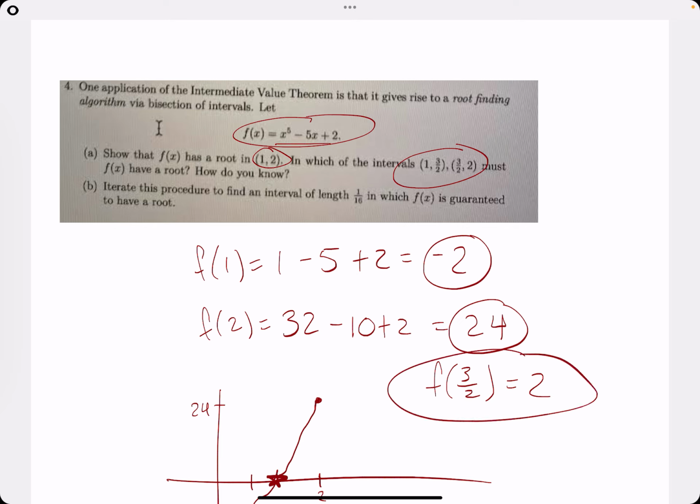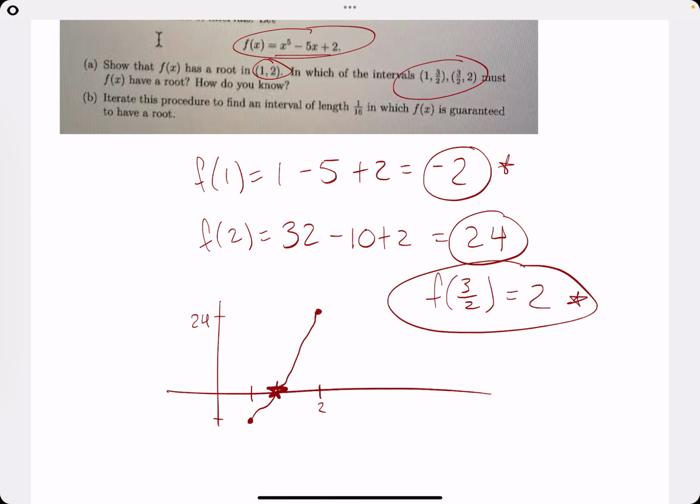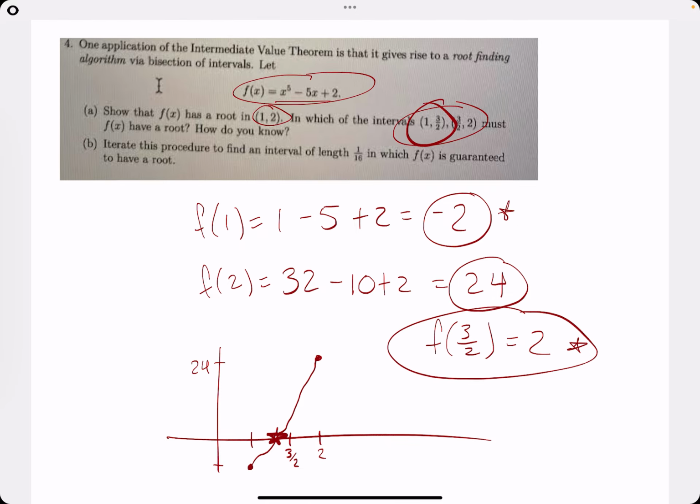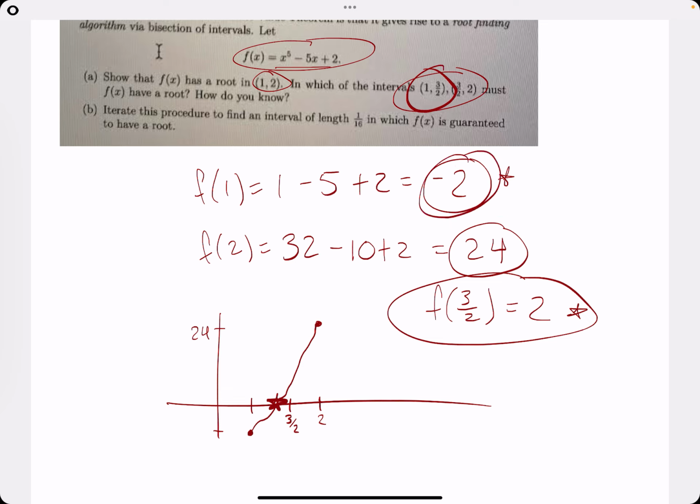So what does this mean? Well, if it was a negative 2 at 1, and at 1.5 or 3 halves it was a positive 2, that means that it's crossed before 3 over 2. So that root lies in between 1 and 3 halves. And we know that because it goes from negative to positive just between 1 and 3 halves. And between 3 halves and 2, all the y values are positive. So that's how we know.